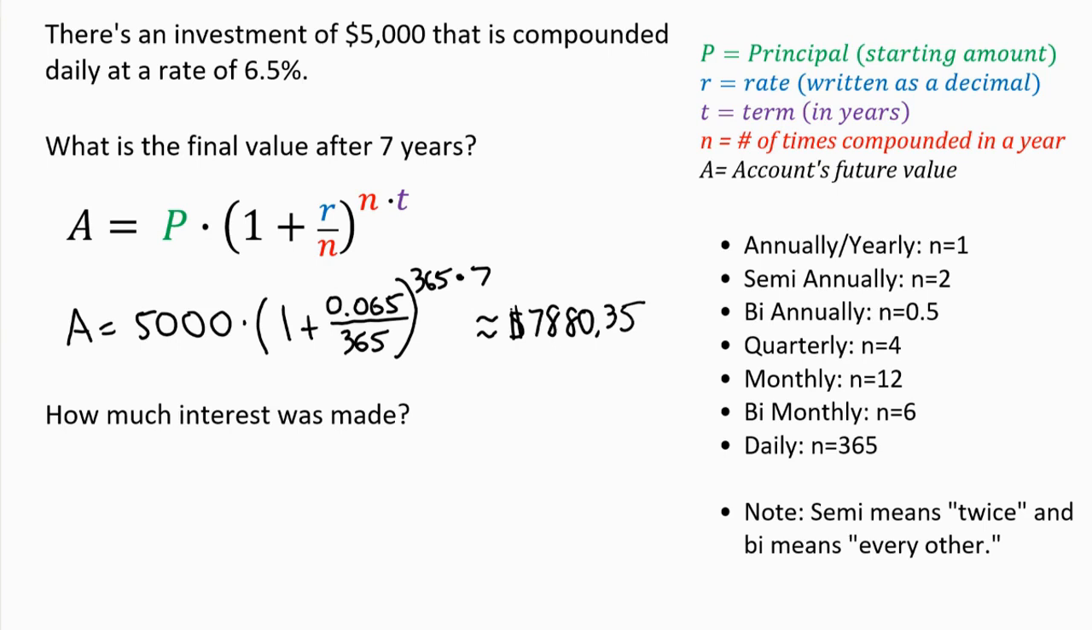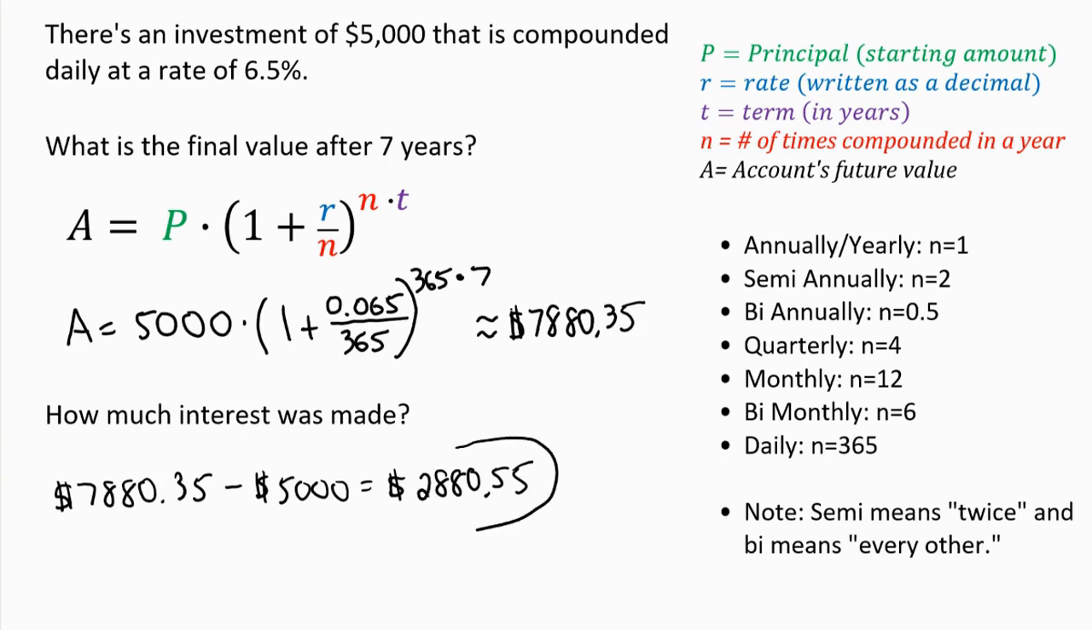Now, how much interest was made? You take this final amount right here, which was, like I said, $7,880.55, and you take away what you started with, which was 5,000. So if we subtract that, the interest ends up being $2,880.55. So that's how much, oops, let me rewrite that. This is how much money we made on investing that money in the account for 7 years.